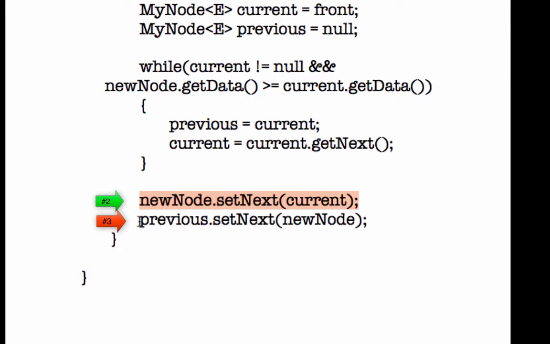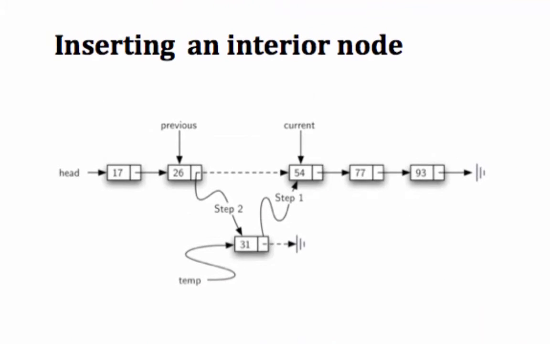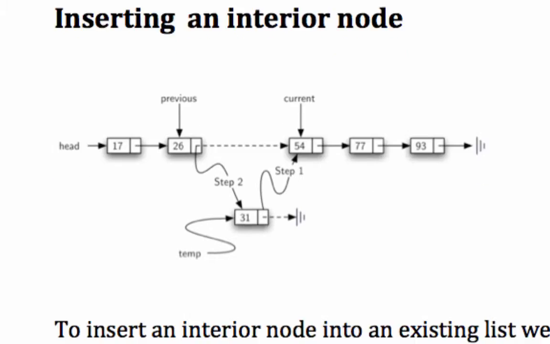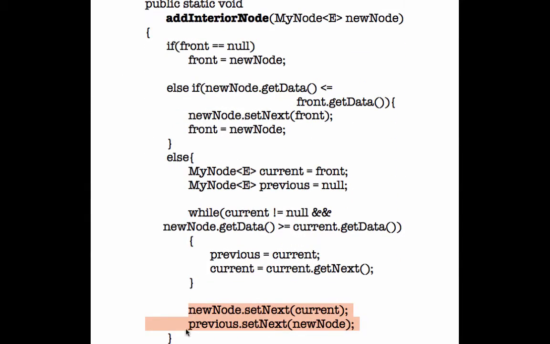So now I'm going to use previous, change its next to have the same value as new node. So these two statements here are doing what in this picture are known as step 1 and step 2. And they have to be done in that order. I encourage you to try this code and alter these statements, and you will see that things do not work correctly. What about the rest of the code?